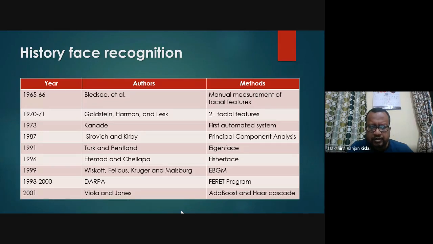So basically, the principal component analysis introduced by Sirovich and Kirby was used by Turk and Pentland for creating eigenfaces in the year 1991. Okay, then Fisherfaces were introduced by Chellappa and team in the year 1996. And then a fully automated face recognition system was introduced by Wiskott and team, which is called EBGM, Elastic Bunch Graph Matching Technique. This Elastic Bunch Graph Matching Technique was the first feature based face recognition system, which was developed in the year 1999.